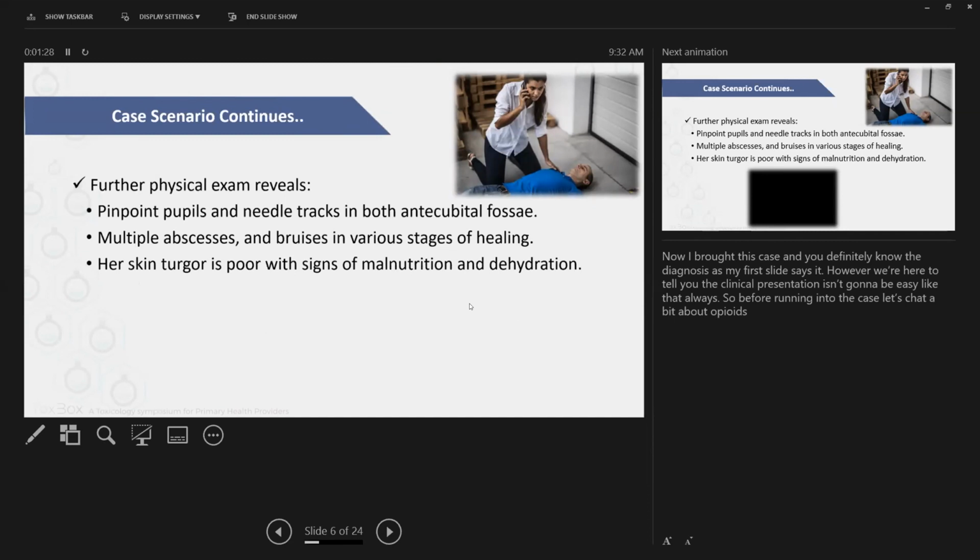Now I brought this case, and you definitely know the diagnosis based on my first slides. However, what I hate to tell you is, will the clinical presentation be easy and straightforward? So before running into solving this case, let's just chat about opioids.